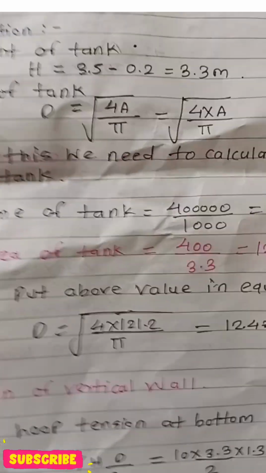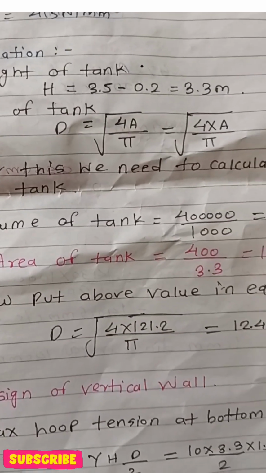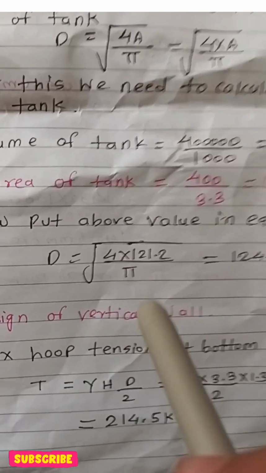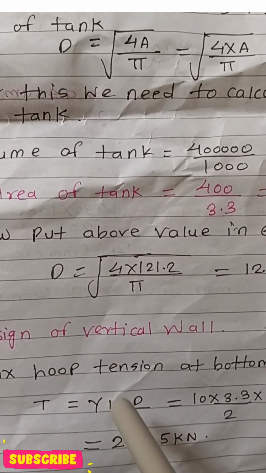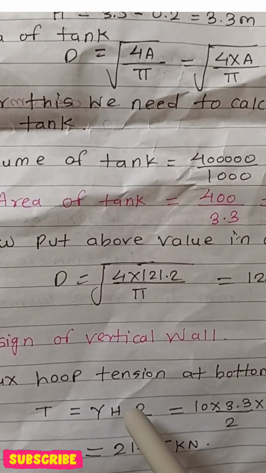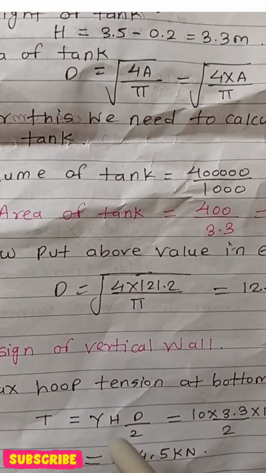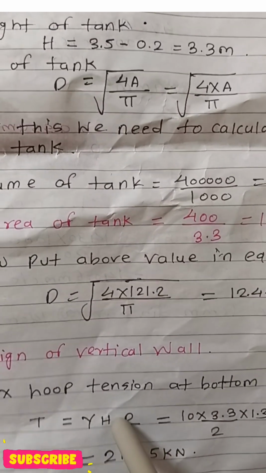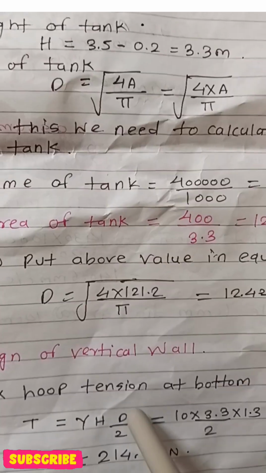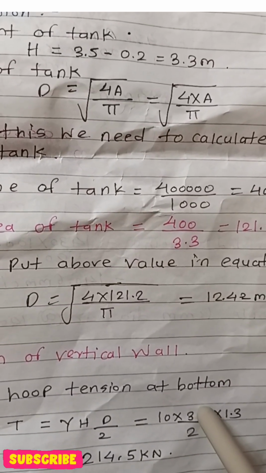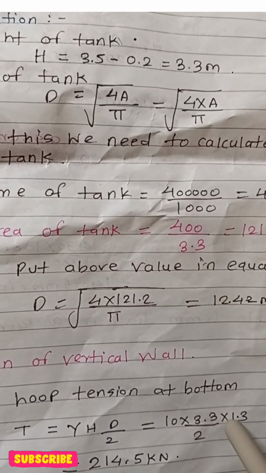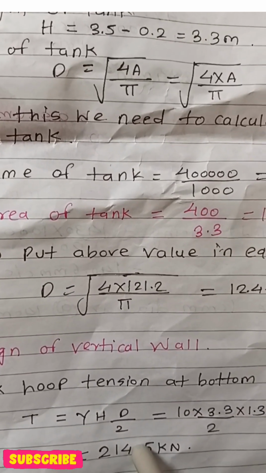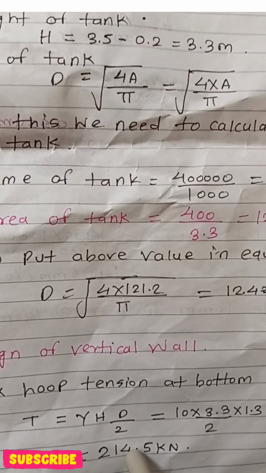Directly we cannot assume it like a straight vertical wall. If it is a straight one, it is quite easy, but it is a circular one, so you have to calculate this from the formula gamma into h into d. Gamma is nothing but the density of water. Normally the density of water is 10, h is nothing but the height, and d is nothing but the diameter. So put these values in the formula, and directly you will get the total height of the vertical wall.